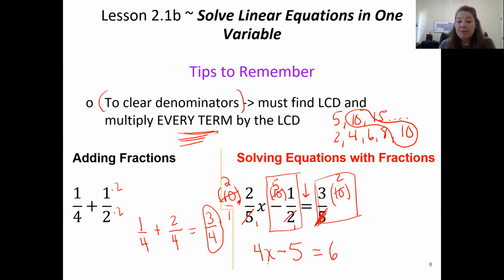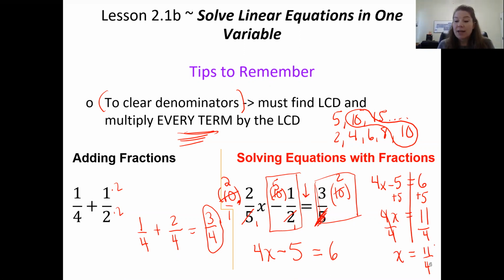So now I'm just going to solve my two-step equation like we did at the beginning. First thing we're going to do is get x by itself. Well, how do you get rid of a minus 5? You add 5. So I have 4x is equal to 11. And then what's the opposite of 4 times x? We're going to divide both sides by 4. So when you have a fraction that doesn't simplify, just leave it in fraction form. So x is equal to 11 over 4. All right, so let's try some problems like this, okay?